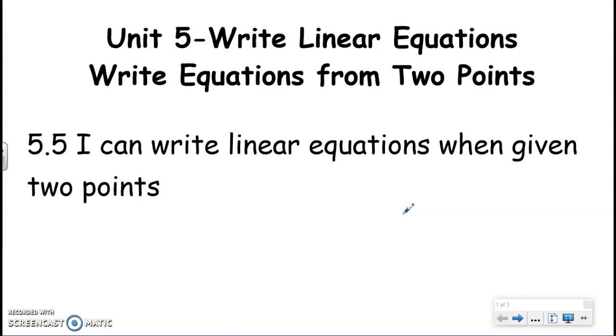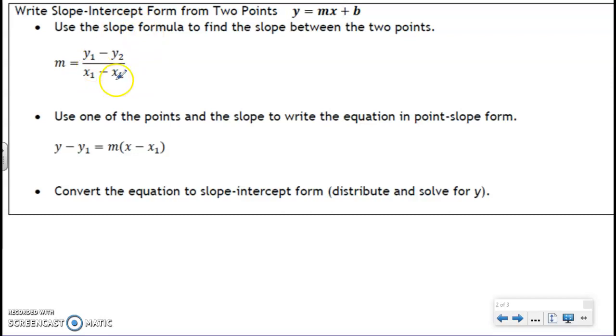We are going to continue writing linear equations today, and we are going to focus on when we are given 2 points. So we are going to use the slope formula like we did when we found slope, but then take it another step further and plug one of the points and the slope into point-slope form and change it to slope-intercept form. There is actually a different approach you could take to doing this, so if you're really struggling with this one, we can try the other one. Just let me know and I'll show you how.